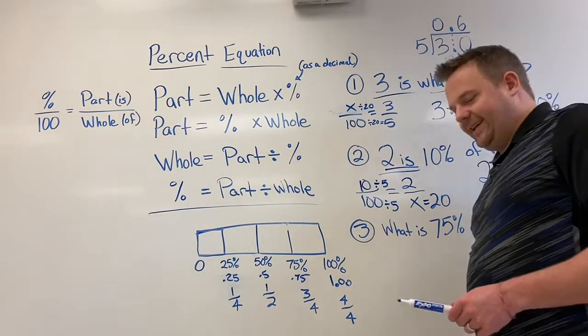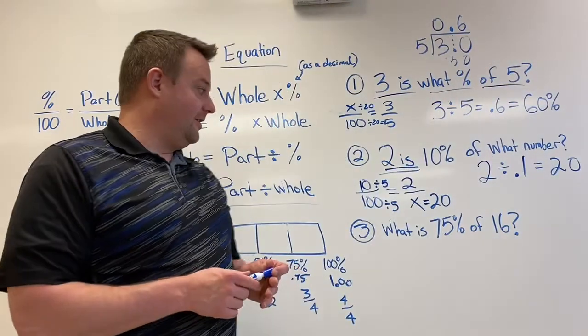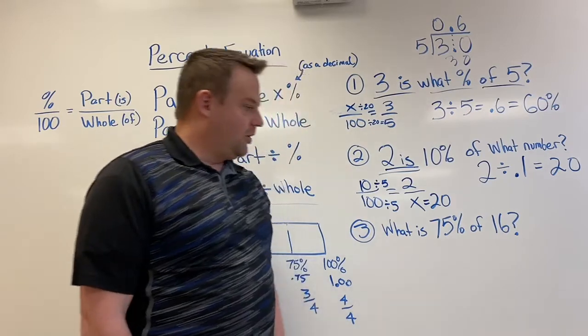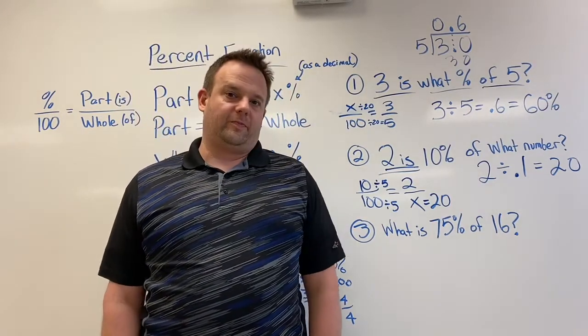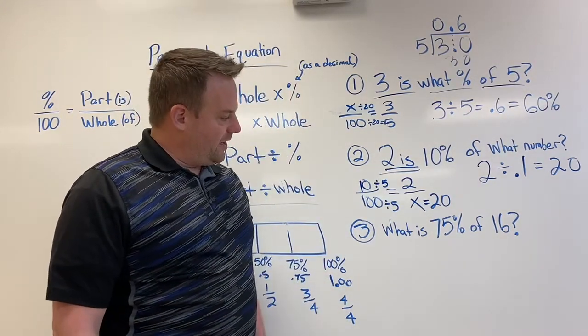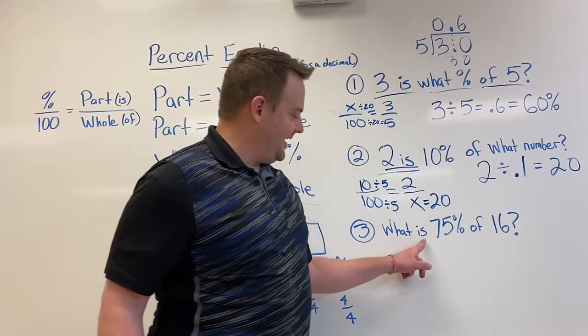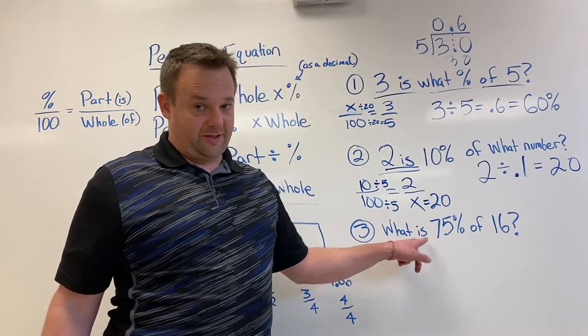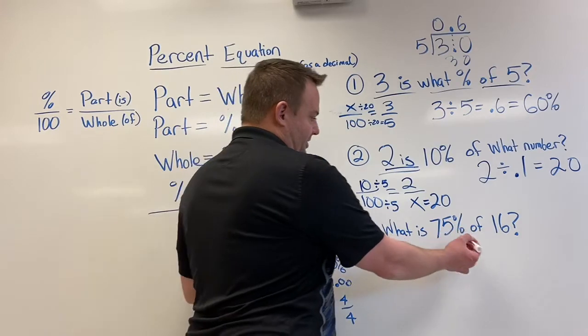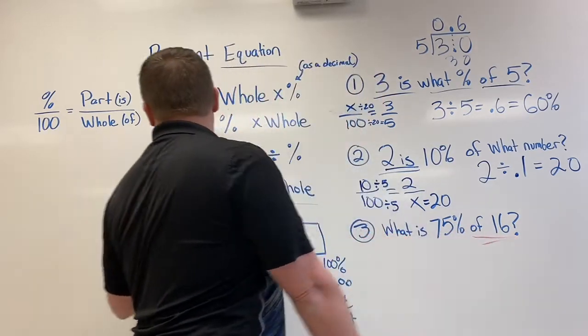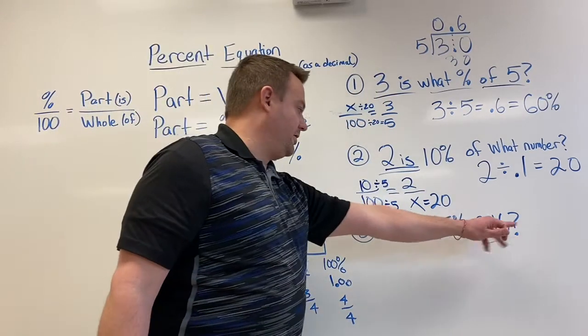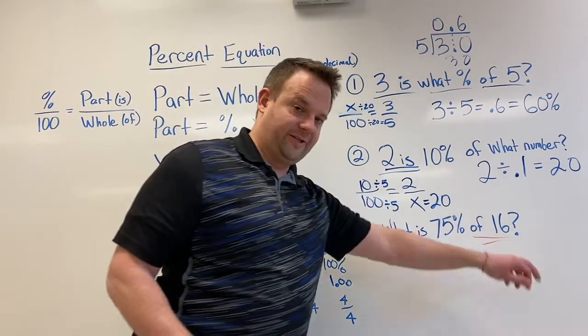And now, what is 75% of 16? We're missing the part, the whole, or the percent? Well, let's take a look. What is, so "is" is part, so it looks like we're missing the part, 75% of 16. So "of" is the whole, so we are missing the part because the whole is 16.